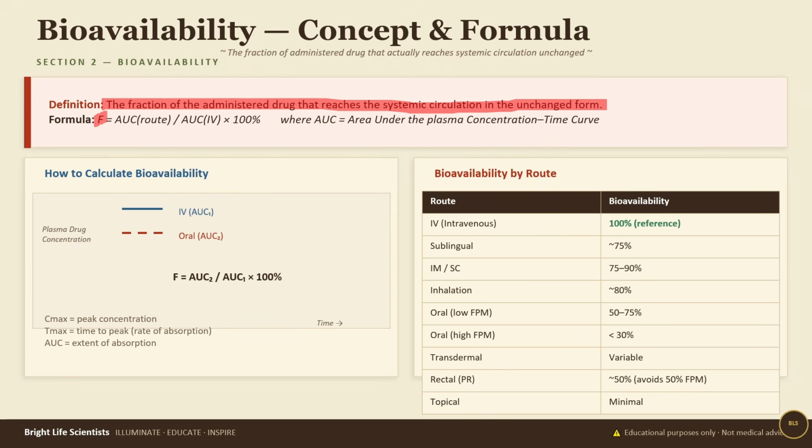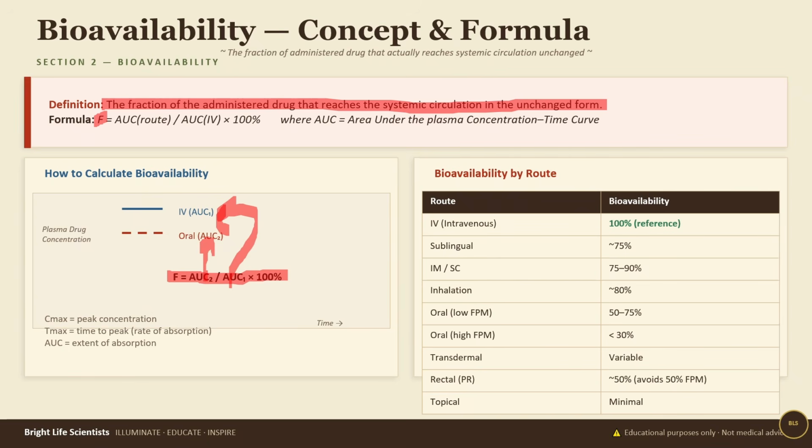The formula of bioavailability is F equals AUC of a given route. AUC stands for area under the plasma concentration curve. So the formula is F equals AUC of a given route divided by AUC of IV times 100%. So why do we always use IV as the denominator here? It is because IV gives 100% bioavailability. So it is the gold standard reference. Everything else, any other route, is compared to it.